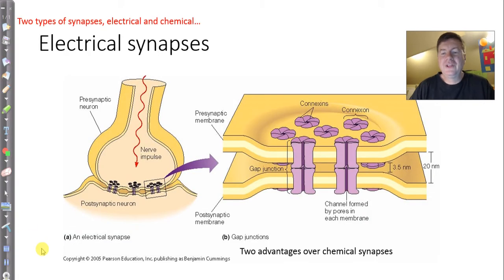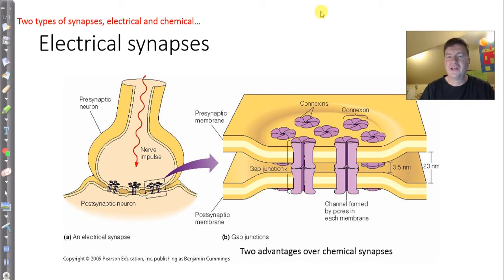The chemical synapse you've already seen, and we'll discuss that more in a second. I want to show you a different kind of synapse first, an electrical synapse. An electrical synapse, as you can see, looks fairly different than the chemical synapse in that you have these proteins called connexins that actually link the presynaptic and the postsynaptic membrane.